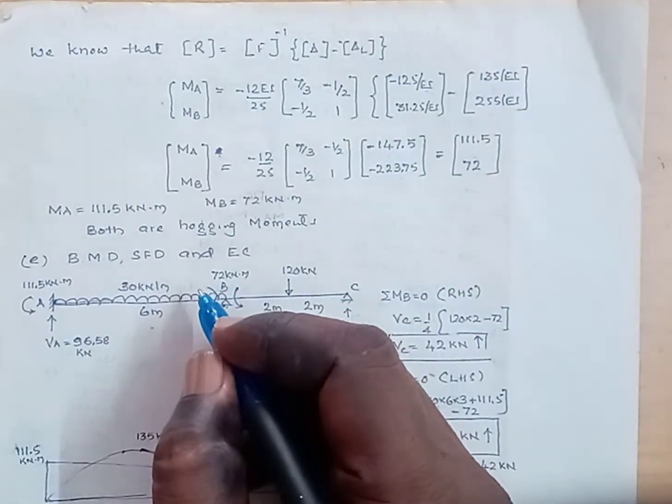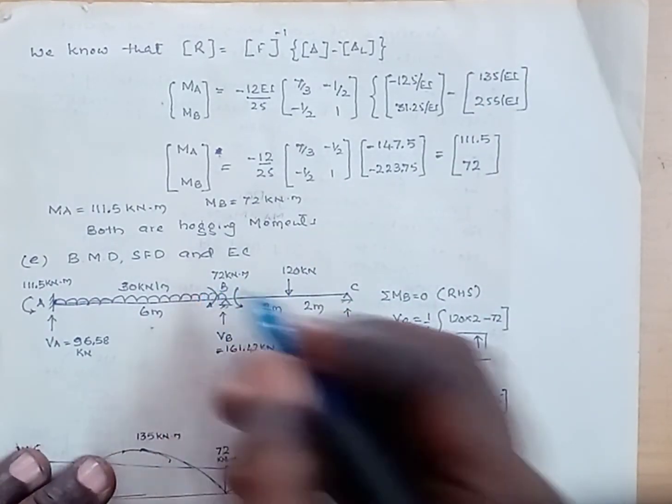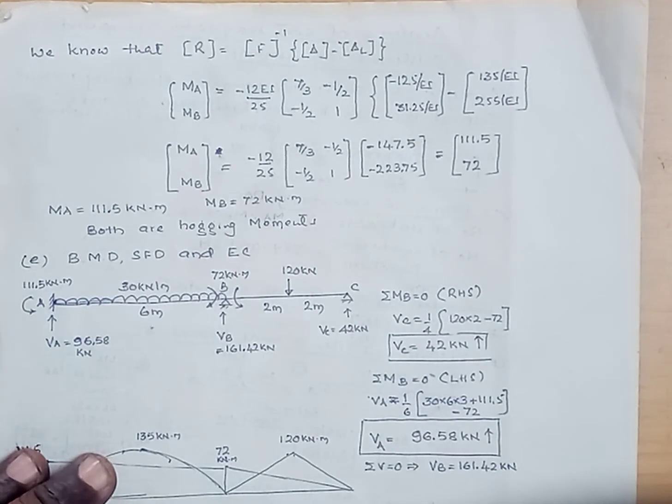Then MA equals 111.5 kilonewton meter. Similarly, MB equals 72 kilonewton meter. Here we have got positive signs, which means our assumed directions are correct. Hence both are hogging moments.